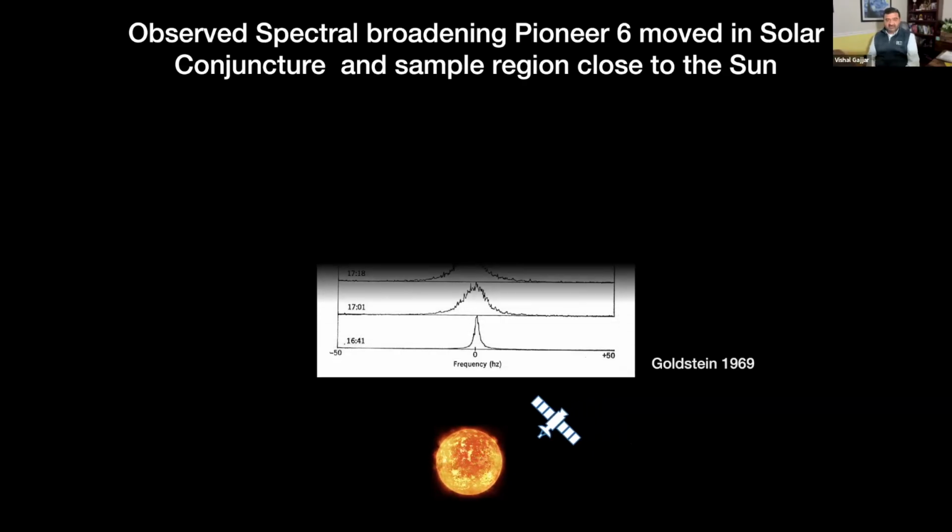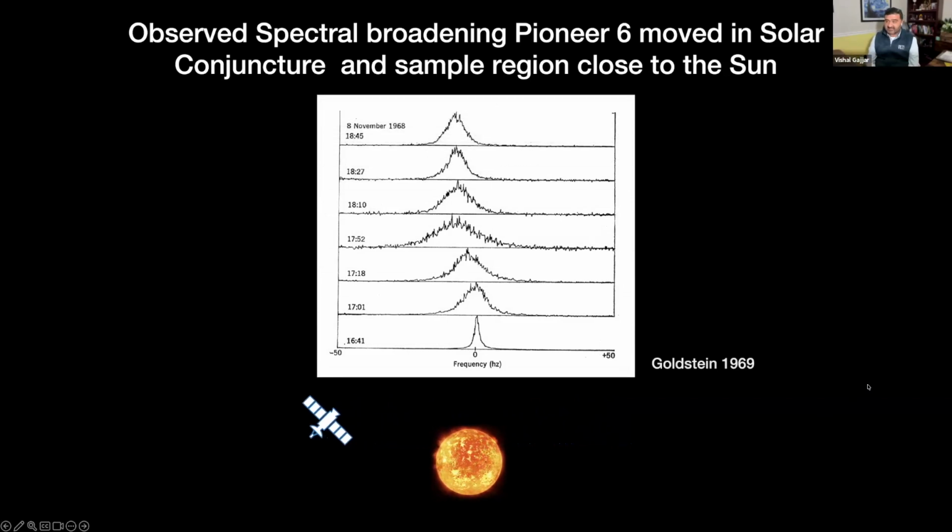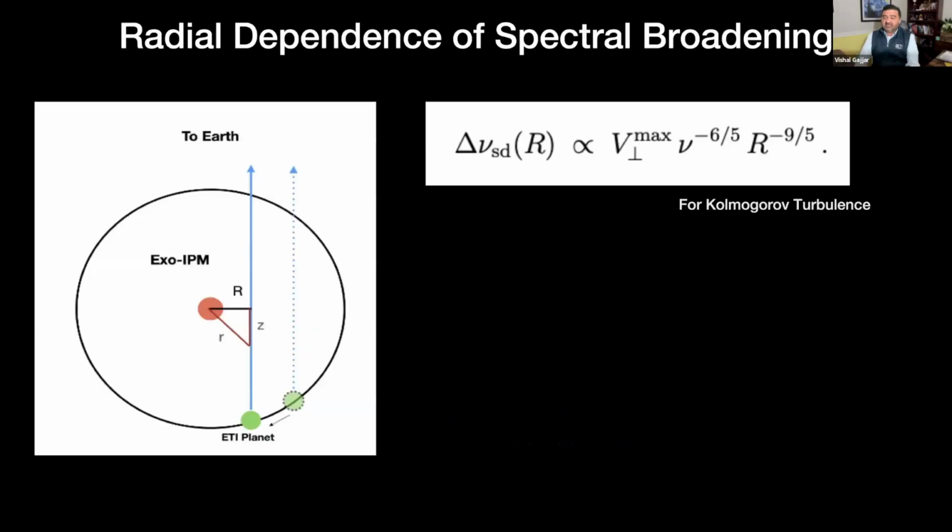This is an example. I think this is the Mariner probe in 1969, when Goldstein published this very nice illustration that as the Mariner probe went into solar conjunction, the signal, as you can see from bottom to top, became spectrally broadened, and then it started becoming normal as the line of sight moved away from the star, or away from the sun. So this is not something that we are just saying based on simple math. It is actually an observed phenomenon.